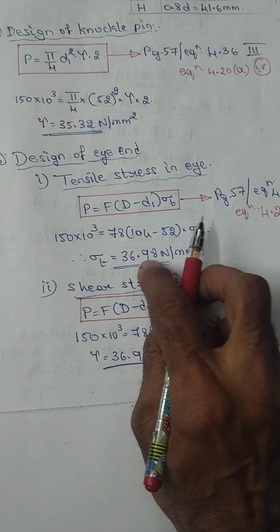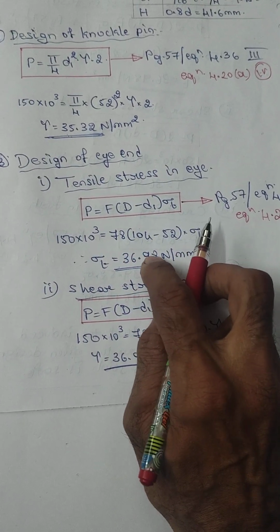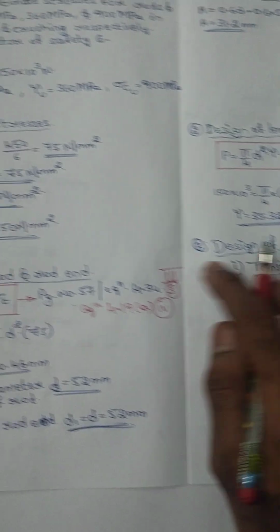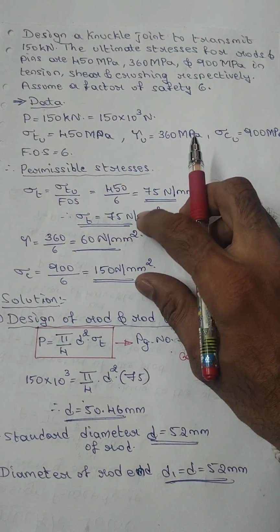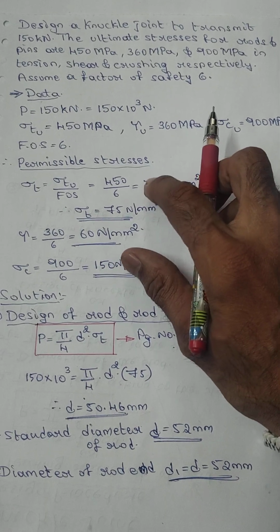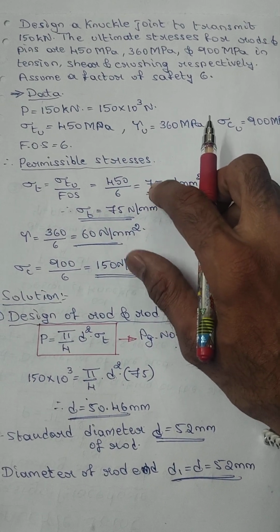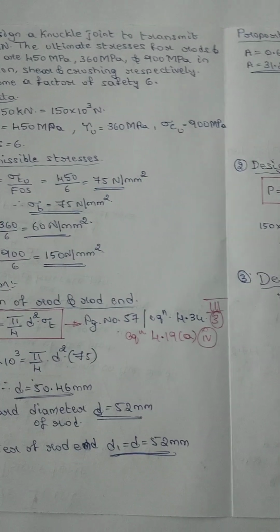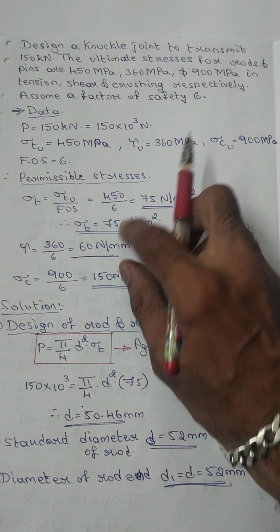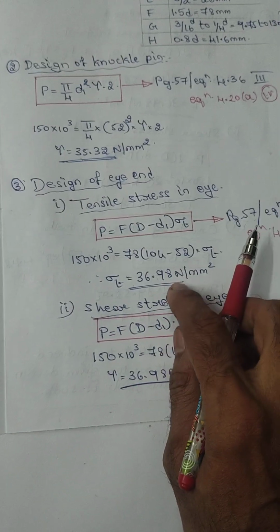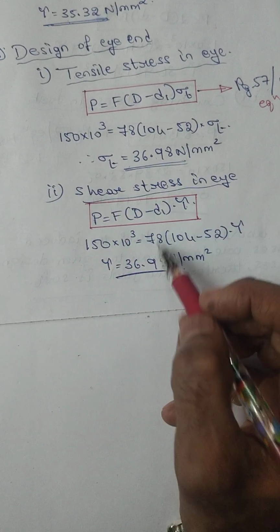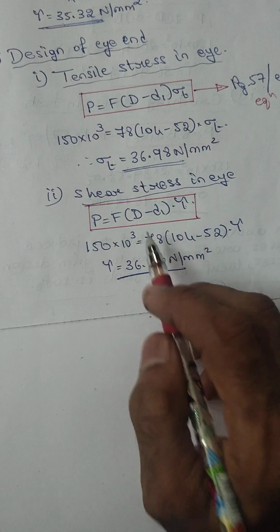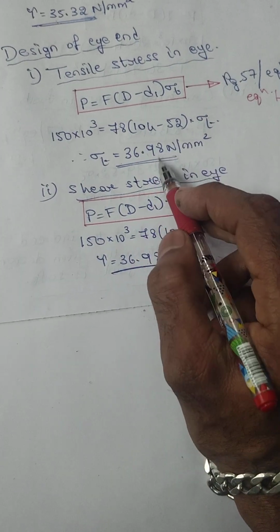What we have to confirm is that this value is the calculated or design value, and this is the permissible or allowed working value. Whichever values are given, the calculated values must be less than the permissible values. The same goes for shear, so you'll get 36.98, and the same here.